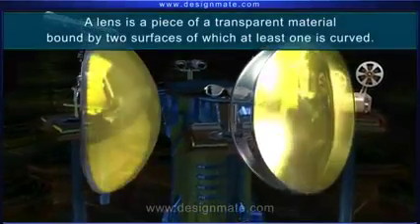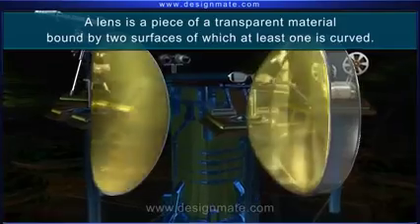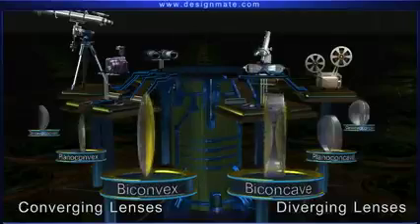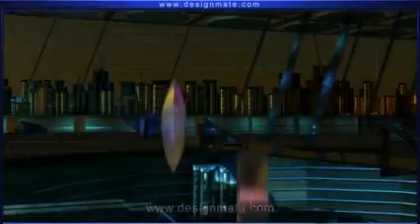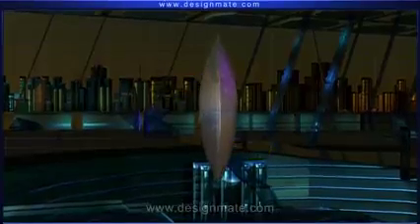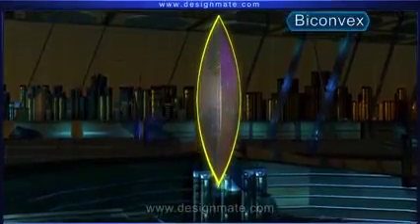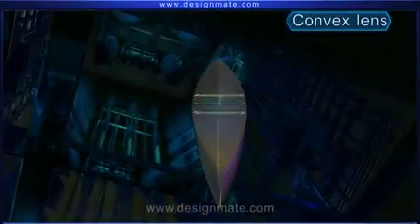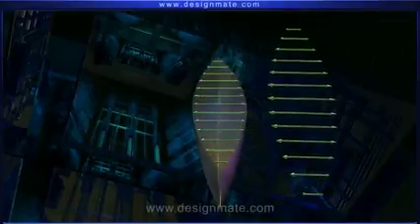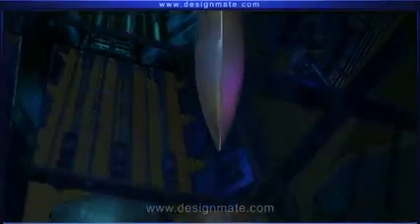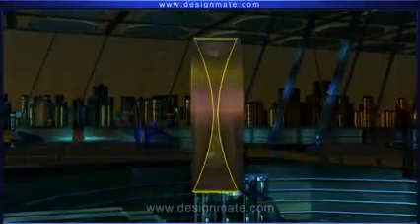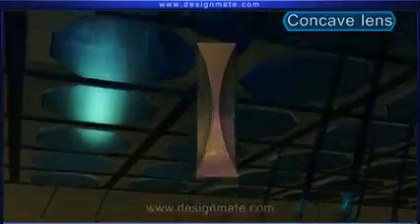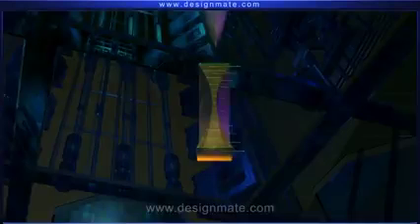A lens is a piece of a transparent material bound by two surfaces of which at least one is curved. A lens bound by two spherical surfaces, bulging outwards, is called a biconvex, or simply a convex lens. It is thicker in the middle than near the edges. A lens bound by two spherical surfaces, curved inwards, is called a biconcave, or simply a concave lens. It is thinner in the middle than at the edges.